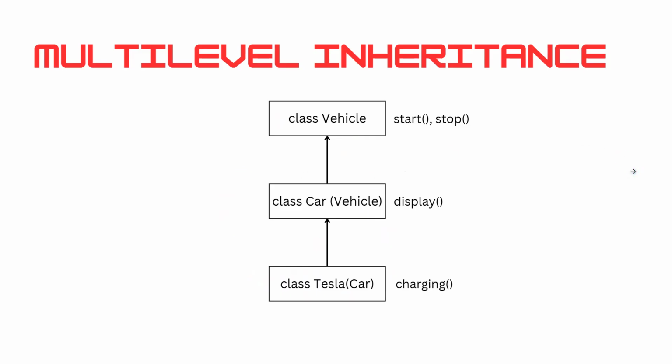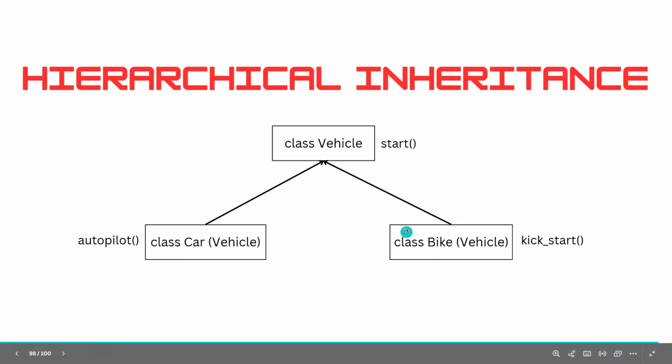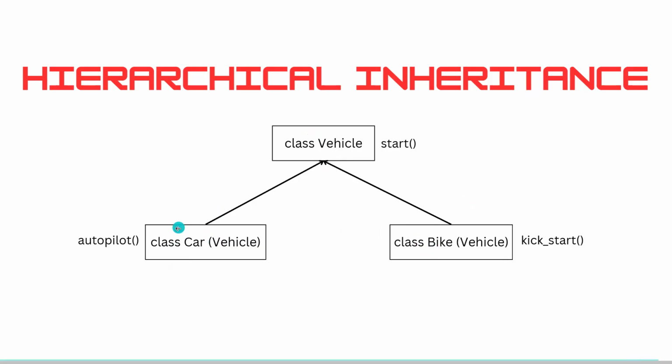Now let's move further and talk about hierarchical inheritance. Hierarchical inheritance is nothing but, first I will take an example from a family. So here we have a father and the father has two kids. And the two kids are inheriting everything from their father. So this is nothing but hierarchical inheritance.